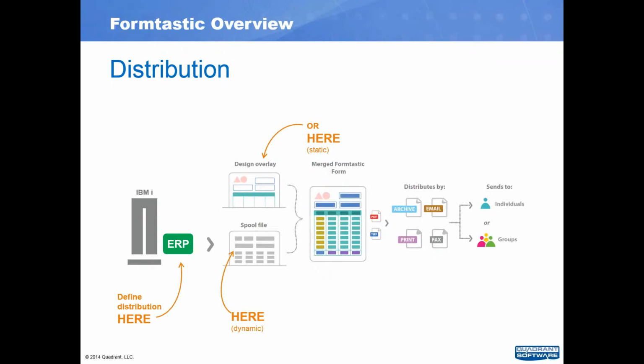The distribution information, which could be their email address or their fax number, can be included on the spool file page content or in a separate header spool or page in the spool file that only contains that distribution information. Or you can set a static recipient or distribution list from within Formtastic's design editor.